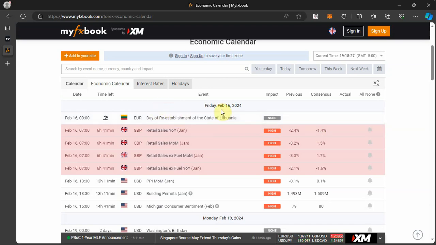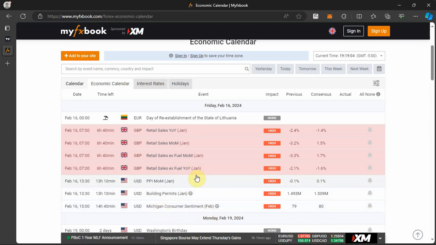For that day, February 16th, 2024, we have GBP retail sales year over year for the month of January. We have retail sales month over month for the month of January for GBP. We have retail sales excluding fuel month over month for the month of January for GBP. We have retail sales excluding fuel year over year for the month of January for GBP. We also have producer price index month over month for the month of January for USD. We have building permits for the month of January for USD. Then we have the Michigan consumer sentiment for the month of February so far as USD is concerned.